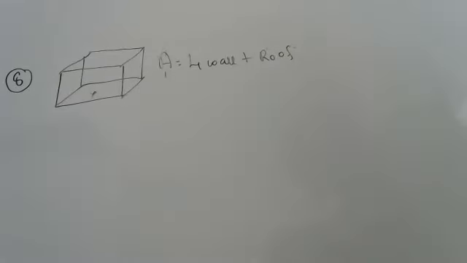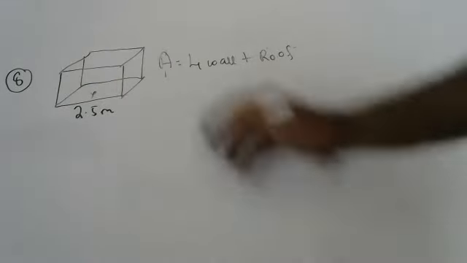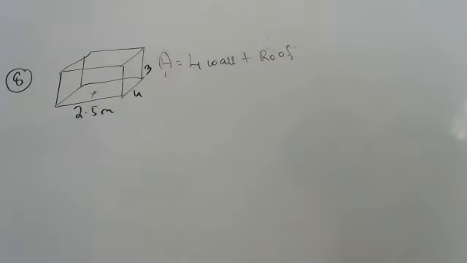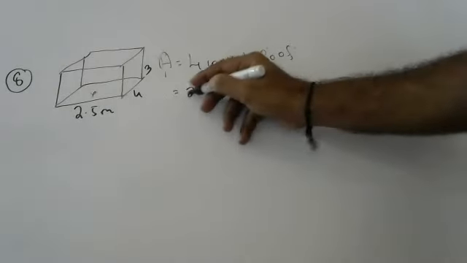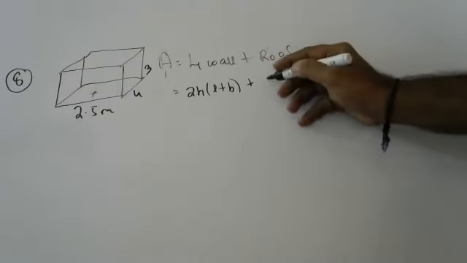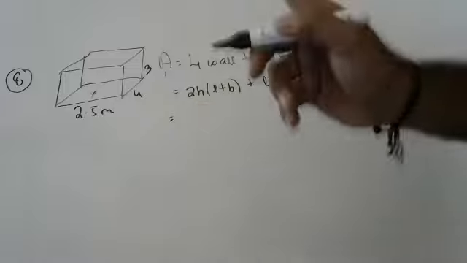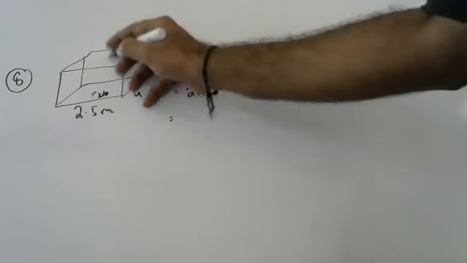So what are the measurements they have given, children? Length is 2.5 meter, breadth is 4 meter, and height is 3 meter. This is the measurements they have given. Okay, children. So 4 walls means what, children? 2h into L plus B. And roof is how much, children? Anyone know the roof formula? Sir, L into B. This is LB, this is always.